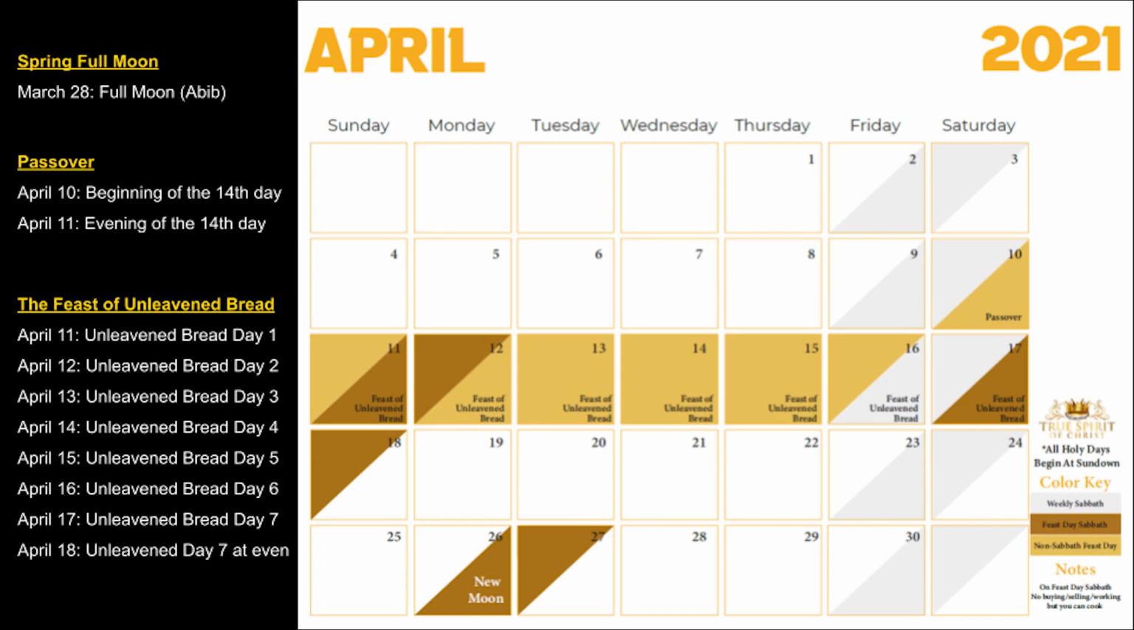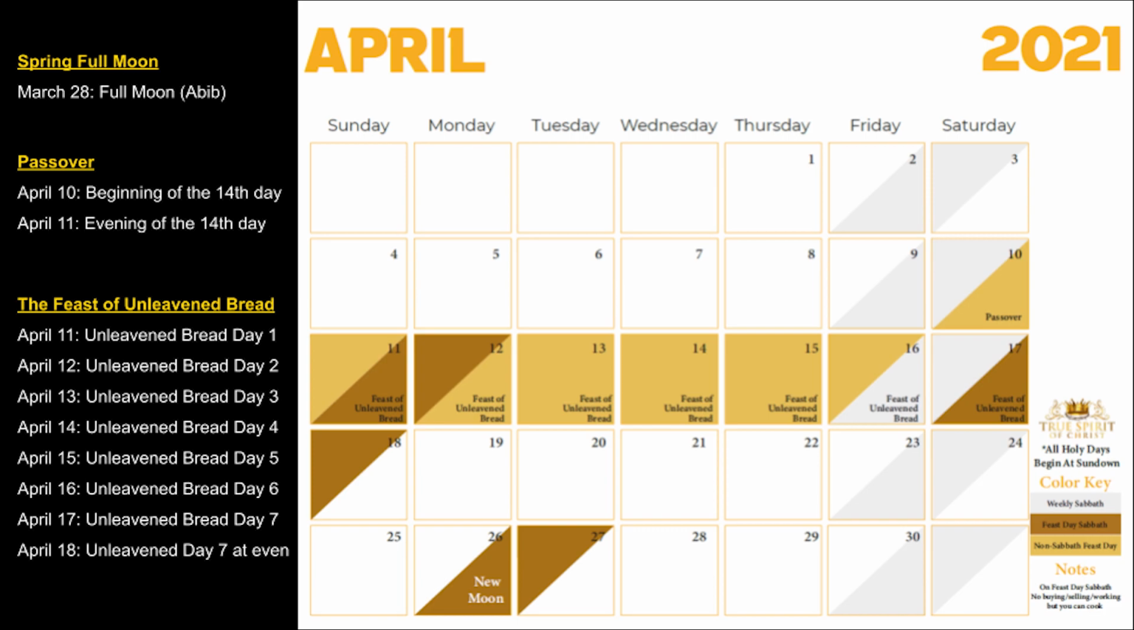So as you can see from our High Holy Day calendar, we have Passover officially noted on Saturday, April 10th, and the Feast of Unleavened Bread will go all the way through Sunday, April 18th. We reach these days because the full moon, also known as the new moon in the scriptures, takes place on March 28th. This is the first full moon of the spring season. We must remember that Passover begins in spring. 14 days after the spring full moon takes us to Saturday, April 10th. This is the beginning of the 14th day.